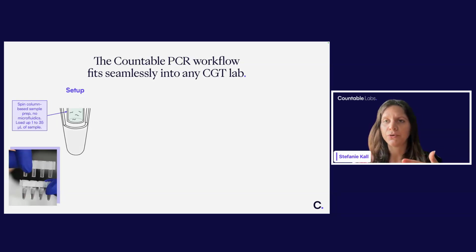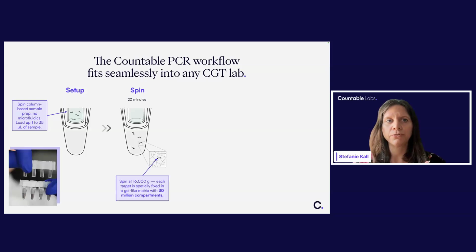And you move that into a benchtop centrifuge, spin it for 20 minutes, and that's going to generate the matrix. Now, the matrix is clear. It is occurring in 3D in the bottom of that PCR tube. And it's basically like a gel. So it's semi-rigid. There's not stuff moving around within it.